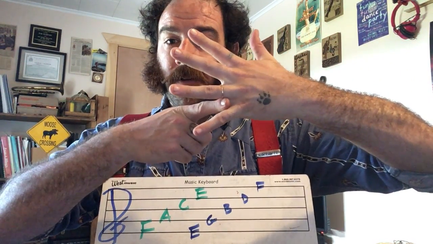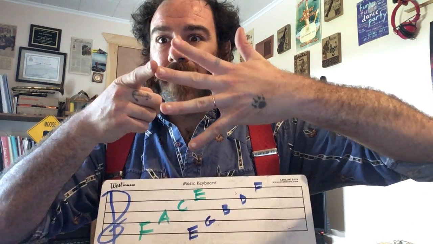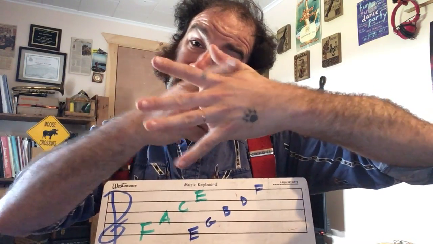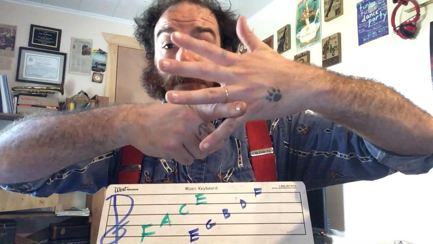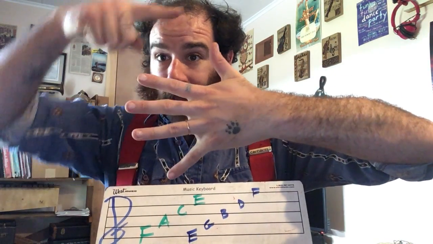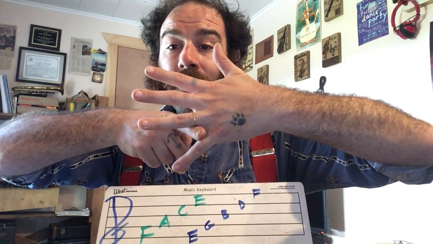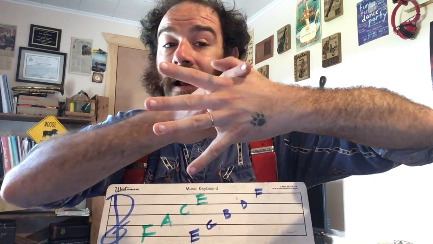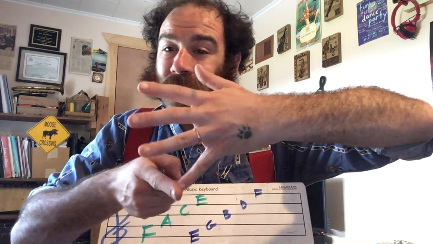E, F, G, A, B, C, D, E, F. By the way, what's the difference between this F and this F? Well, you can see it, can't you? This F is higher and this F is lower. Same with this E and this E. This E, you can see, is higher than this E.